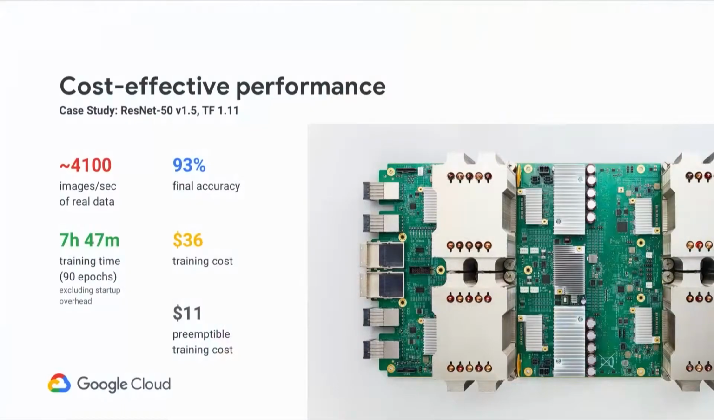To show you what this actually means, all this performance, with a TPU running against a very standard workflow, ResNet 50, you're able to process 4,100 images per second, get to 93% accuracy, and using those preemptible VMs I mentioned earlier, at just $11 in training cost.